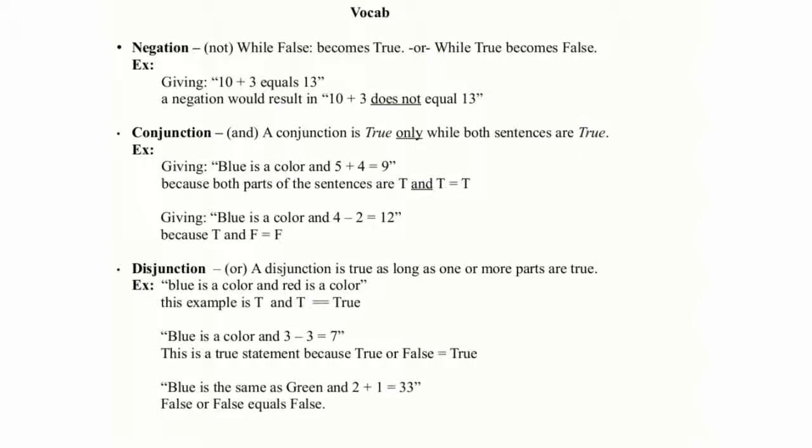You can also get false or false equals false. So as long as one part of a disjunction is true, the entirety of it is going to be true. But if both are false, in this example, blue is the same as green, or 2 plus 1 equals 33. Both of those are false. Blue is not the same as green, and 2 plus 1 does not equal 33. So in this case, that sentence is going to equal false because both parts of it are false.